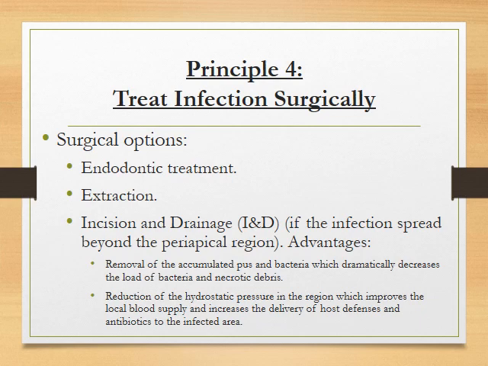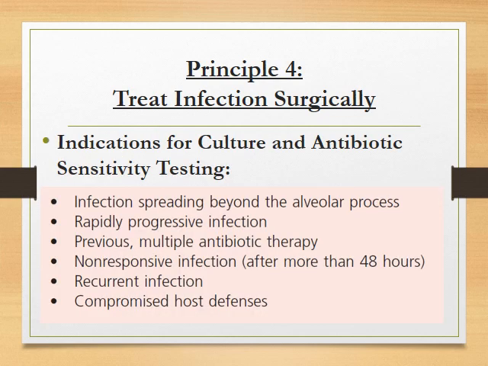Second advantage of incision and drainage is reduction of the hydrostatic pressure in the lesion. The accumulation of the pus will cause a hydrostatic pressure on the tissue around the infection. When we do incision and drainage, there will be a drastic reduction in the hydrostatic pressure, which will improve the local blood supply and increase the delivery of host defenses and antibiotic to the infected area. When we decide we will do incision and drainage, we will need to take a culture and send it to the laboratory for antibiotic sensitivity testing.